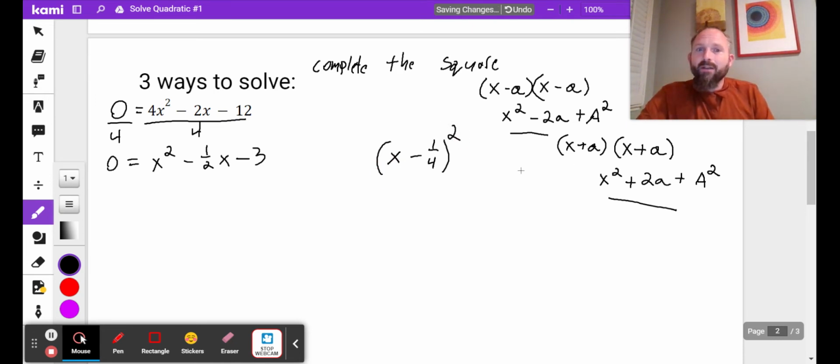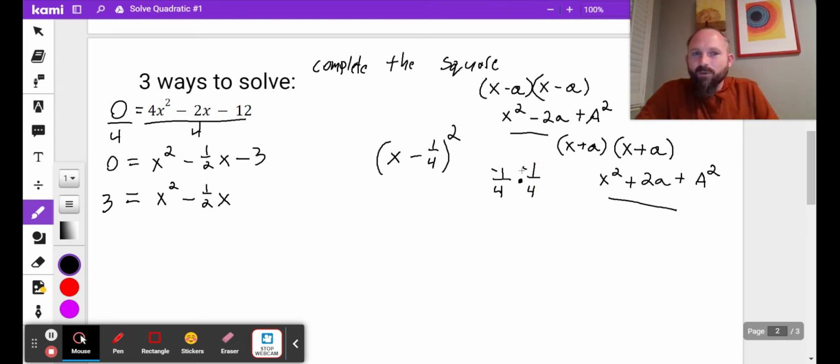But I have to set it up. So 1/4 plus 1/4 would be 1/2. I'm going to set it up like this. I'm going to have x squared minus 1/2 x, and I'm going to move the 3 to the other side. And now I have to figure out what is 1/4 times 1/4. But wait, it's negative, which won't do anything because it's positive now. So I'm going to be adding 1/16. And if I do it on one side, I have to do it on the other side.